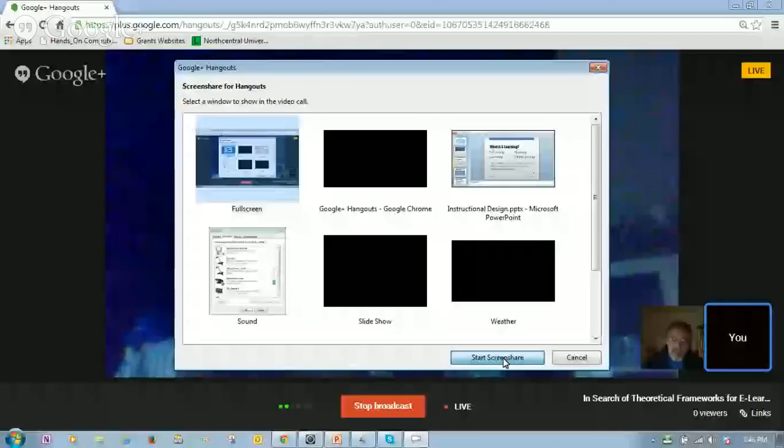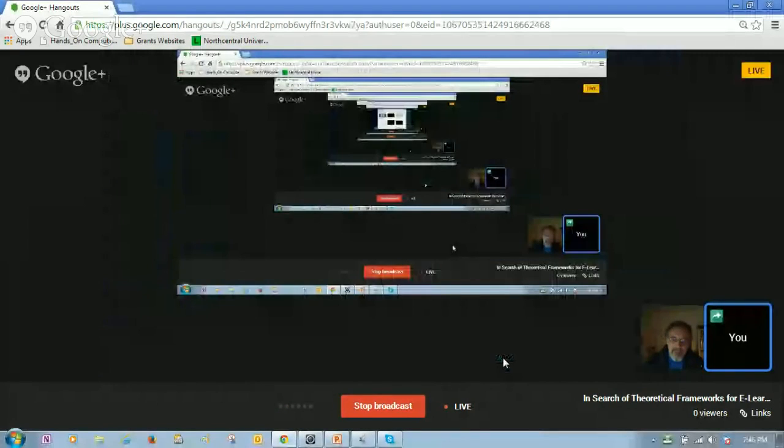So instead of sharing this little, I don't know if you can see this. It says share for Hangouts, and it has full screen. It has Google Hangouts, Google Chrome. It has my PowerPoint, the slideshow. Well, it's asking you what you want to share. So you want to share your presentation, right? And I want to share, I guess, full screen, whatever that is. Yeah, full screen, yeah.